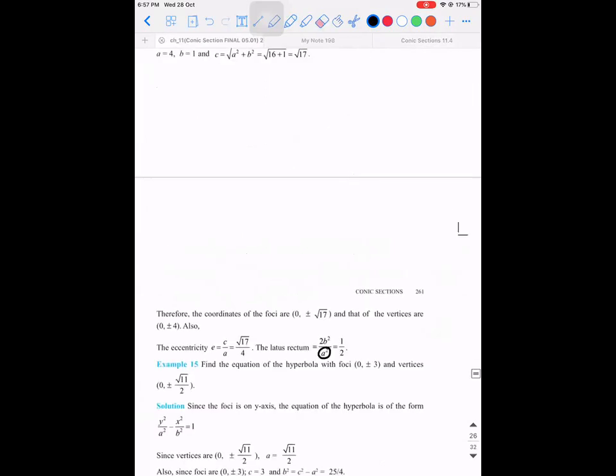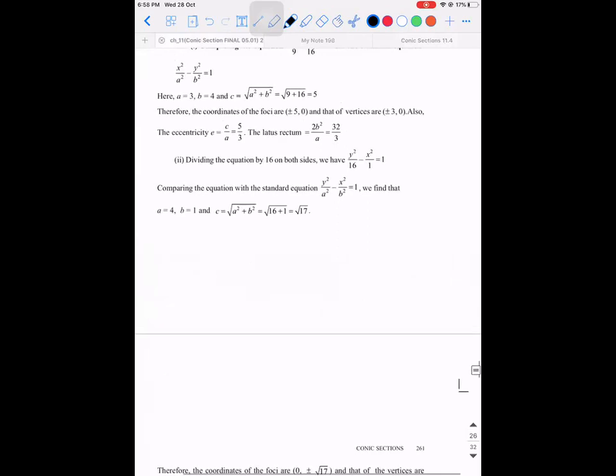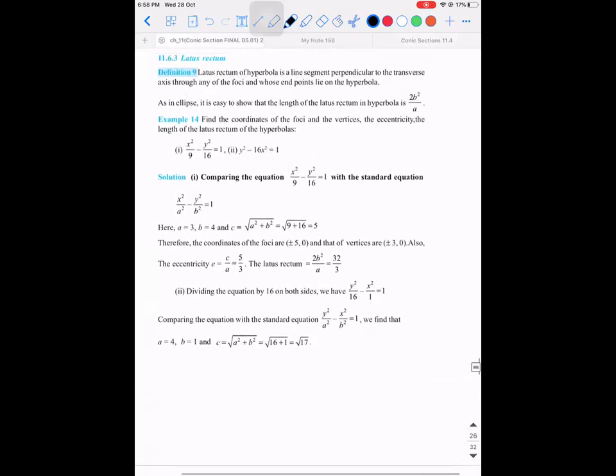So what is the answer given in the textbook? Is there any printing mistake I have? No, sir. It's the same. 1 by 2, huh? Yes, sir. B square is 1 by 16. How will it become 1 by 8? I think they have done a mistake, right? So y square by 16 minus x square by 1. If they have divided with 16 on both the sides, this side should have been 1 by 16.